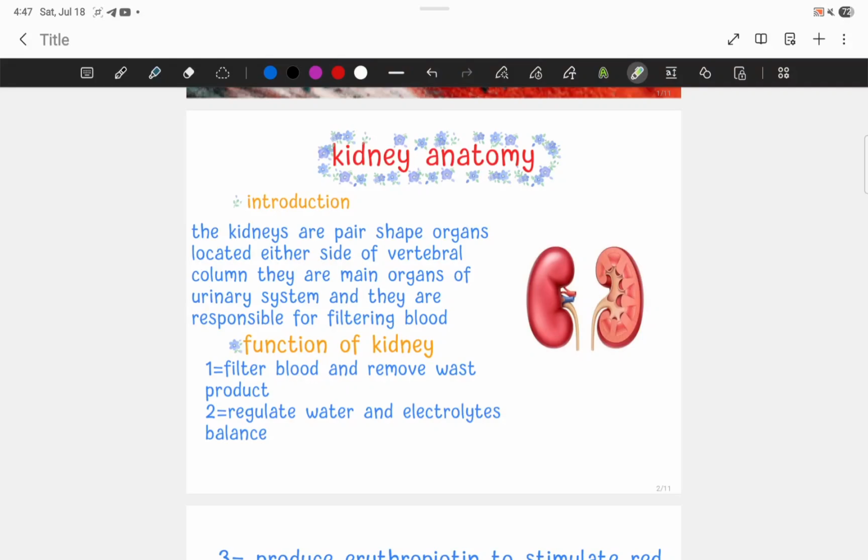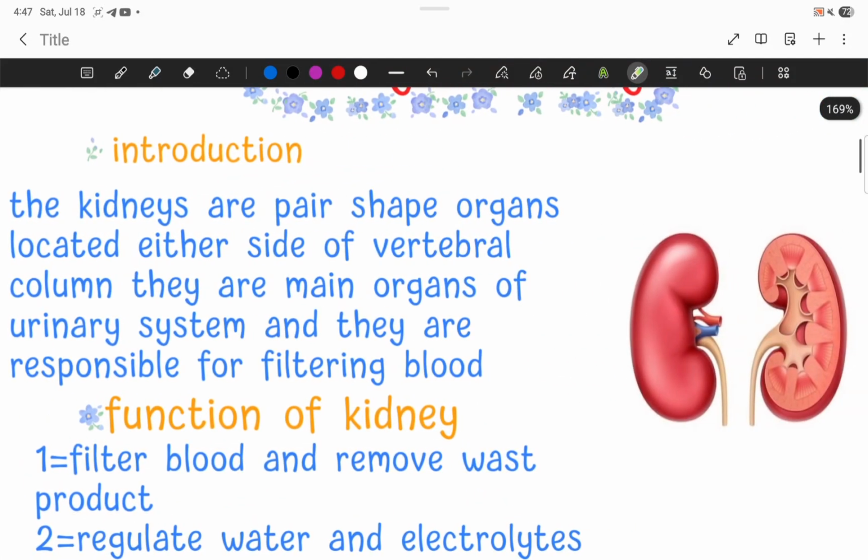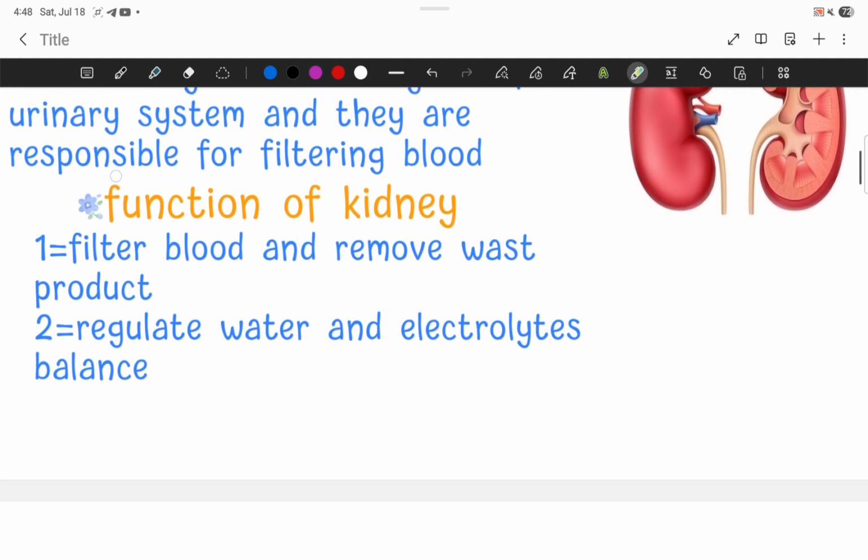We talk about kidney anatomy. Introduction of the kidney anatomy. The kidneys are the pear-shaped organs located on either side of the vertebral column. They are the main organs of the urinary system and they are responsible for filtering blood.